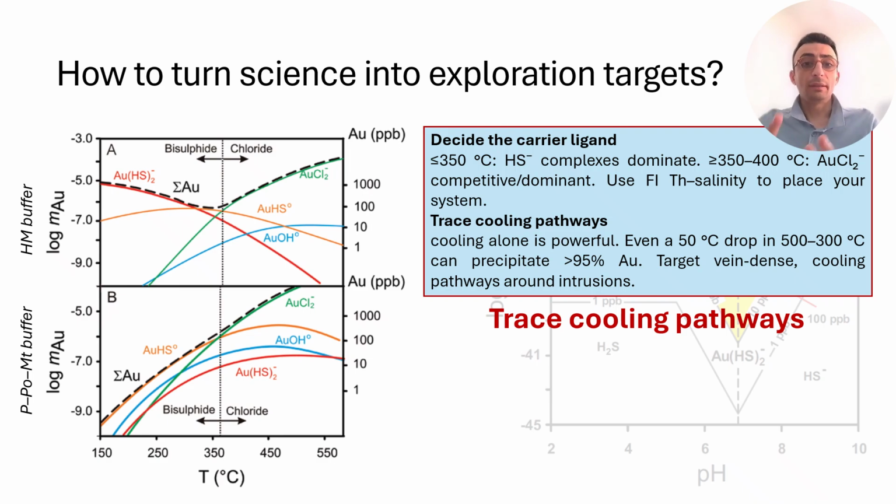In general, a modest 50 degrees C drop between 500 and 300 degrees C can dump over 95% of dissolved gold. And I will explain later why and how this figure shows this. What is important here is to target cooling pathways. It alone is a quite powerful tool.